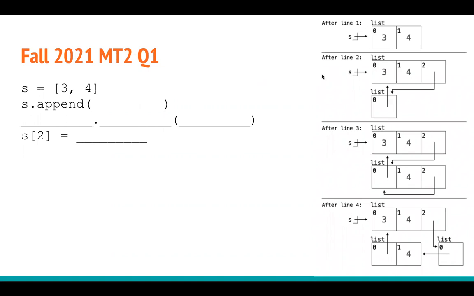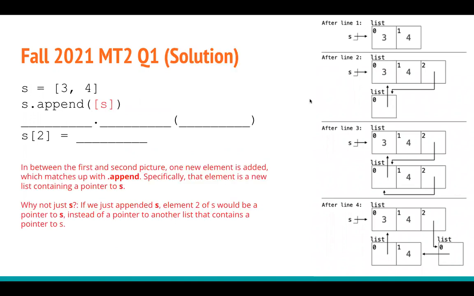Okay, so we start off with this list containing 3, 4. And then we see what happens after running line 2: we added one element to this list. And what is this element? Well, it seems to be a pointer to another list, and this list is pointing back to our original S. So our first blank here will just be s.append a list containing S.